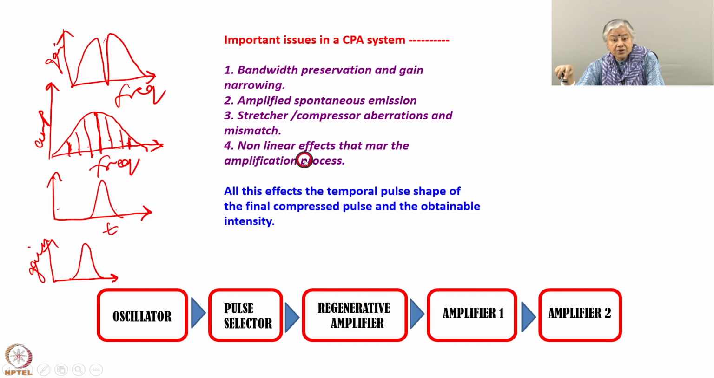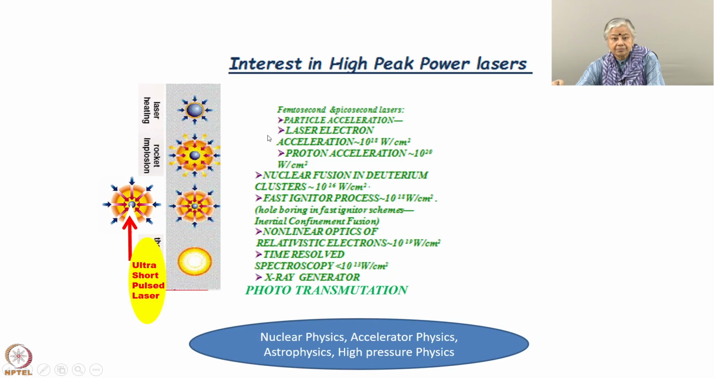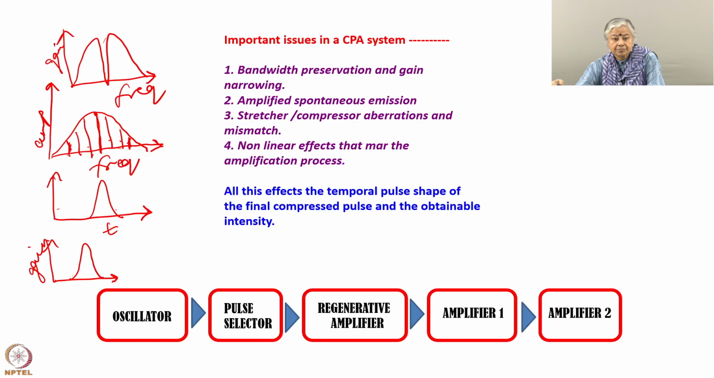And then you can have a stretcher compressor mismatch. All these effects influence the temporal pulse shape of the final compressed pulse and the obtainable intensity. So you have to live with all these problems and see how you can balance it out.